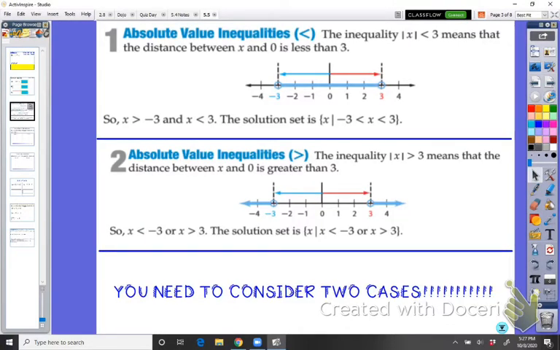This is the last section of chapter 5, section 5.5 on absolute value inequalities. So let's get started here. There's two cases to consider, just like we did with absolute value equations.